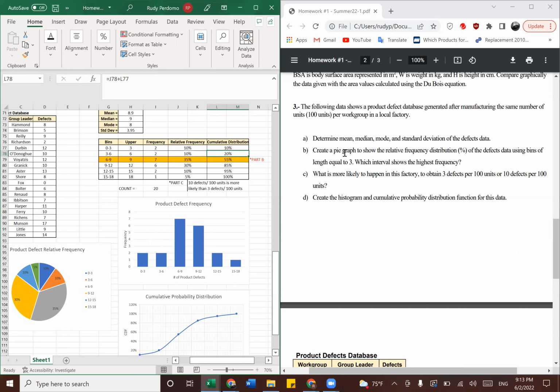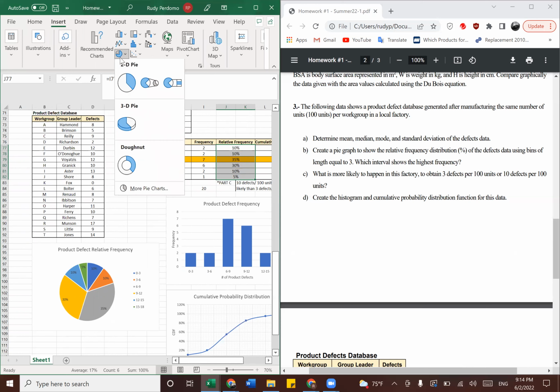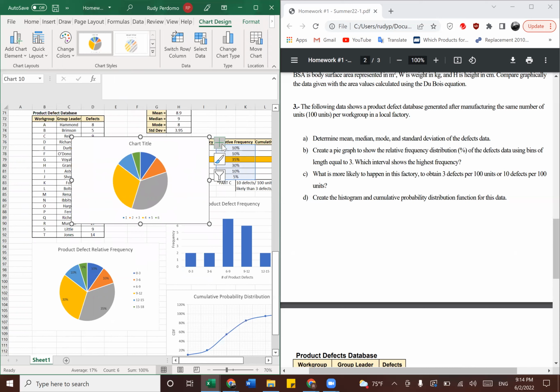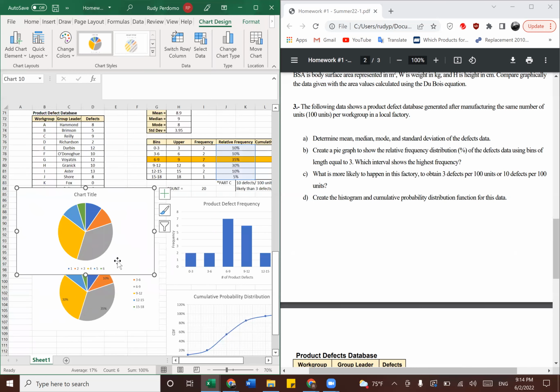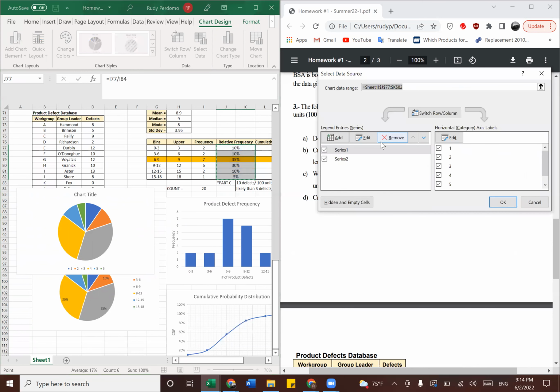Let's see. Okay, so part B, it says create a pie graph. So now you have to plot this relative frequency. You just go to insert, pie graph, and you see how each of the labels is set up to be the bins. Here it's 1, 2, 3, 4, 5. So you go again to select data. This is where you change the labels, the X and Y axis labels.